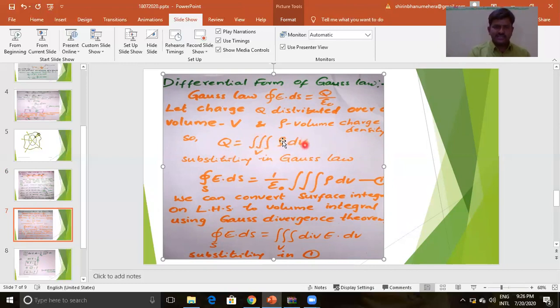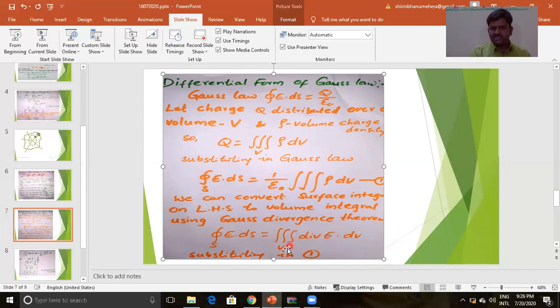I am substituting this Q in Gauss law. What happens? Integral E dot ds is equal to, instead of Q, the volume integral of rho dV. Now on the left hand side I have a surface integral, and on the right hand side I have a volume integral. I just want to equate these two things. For that, I am using the Gauss divergence theorem, which converts a surface integral into a volume integral. Using that theorem, I can write the surface integral over a closed surface of E dot ds is equal to the volume integral of divergence of E dV.